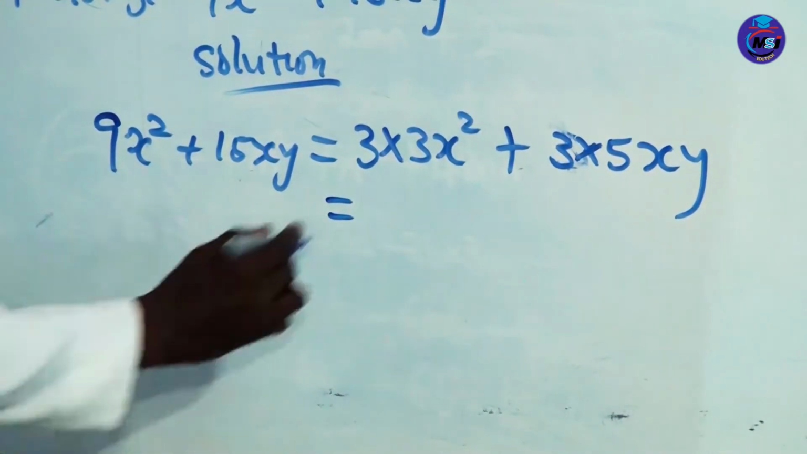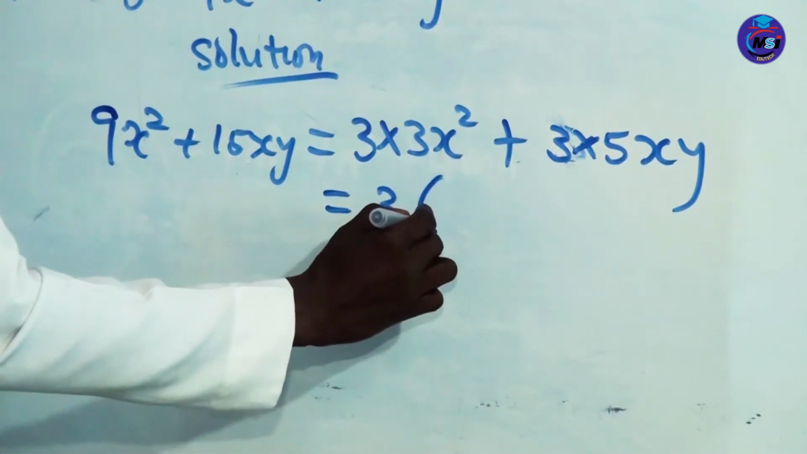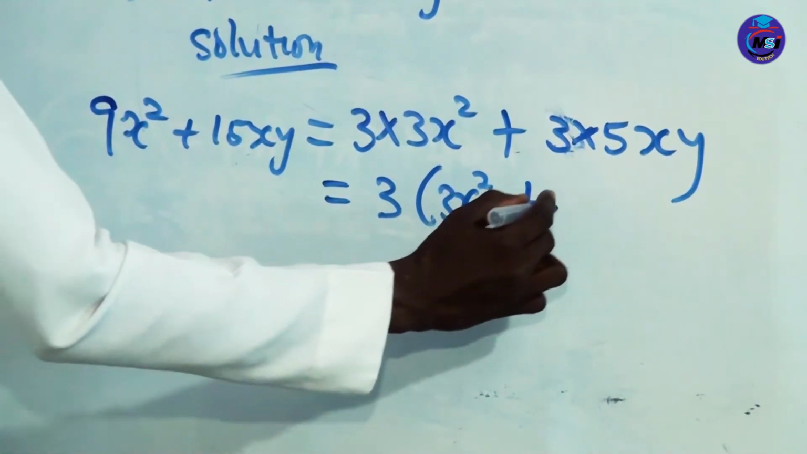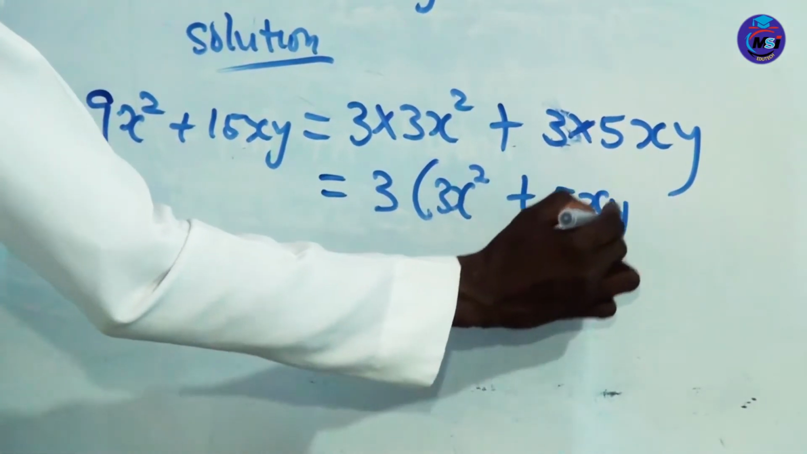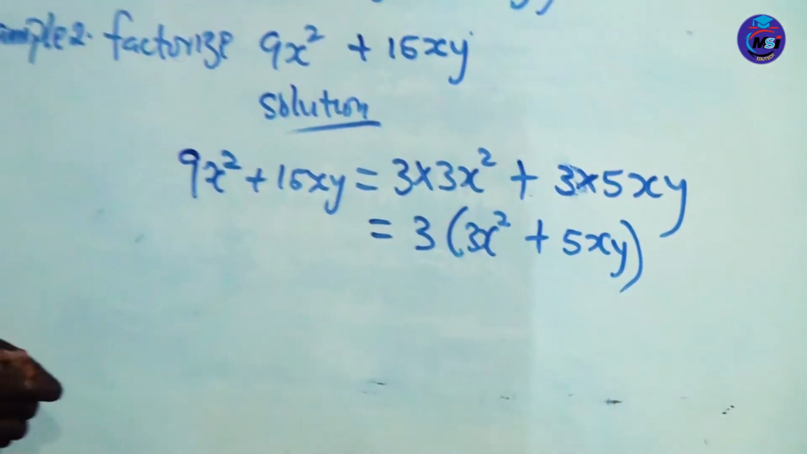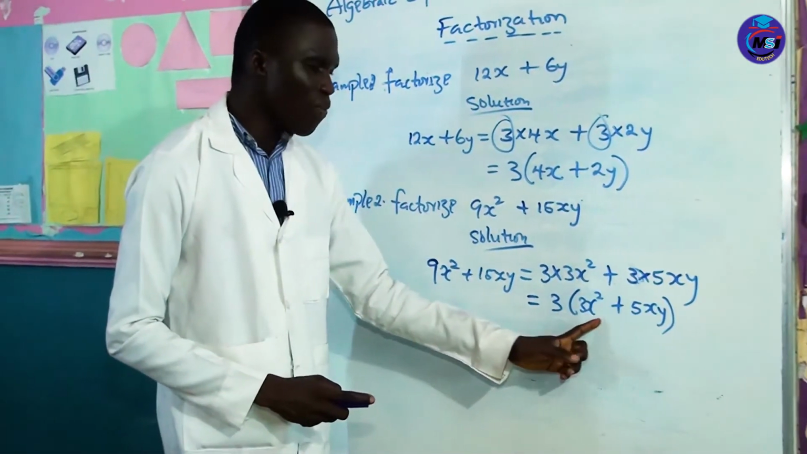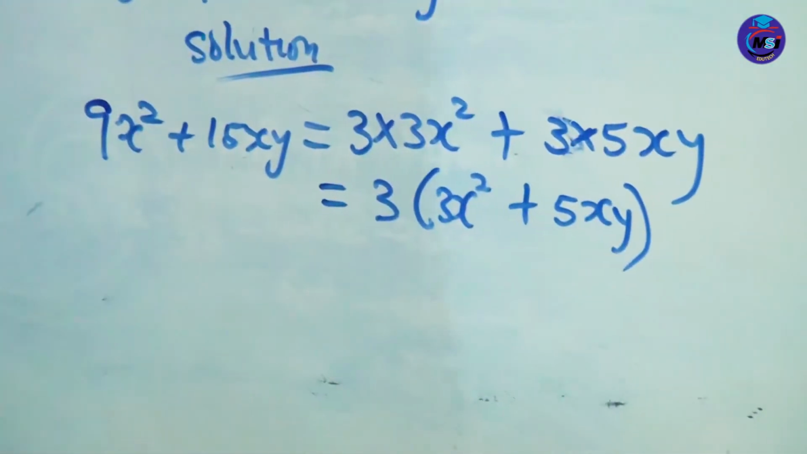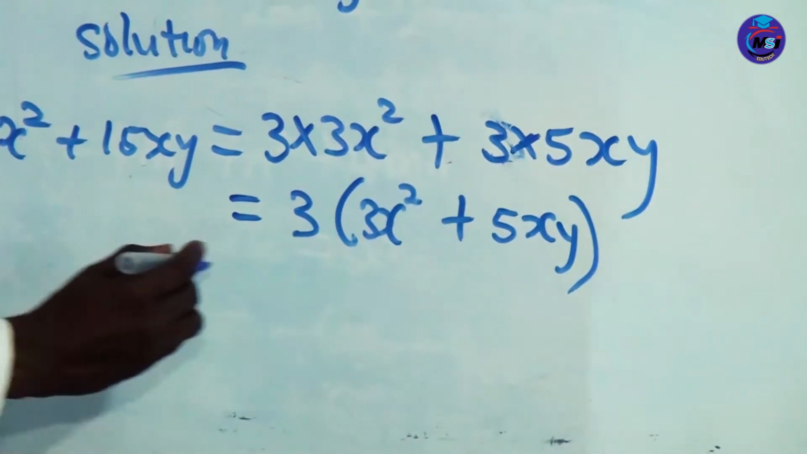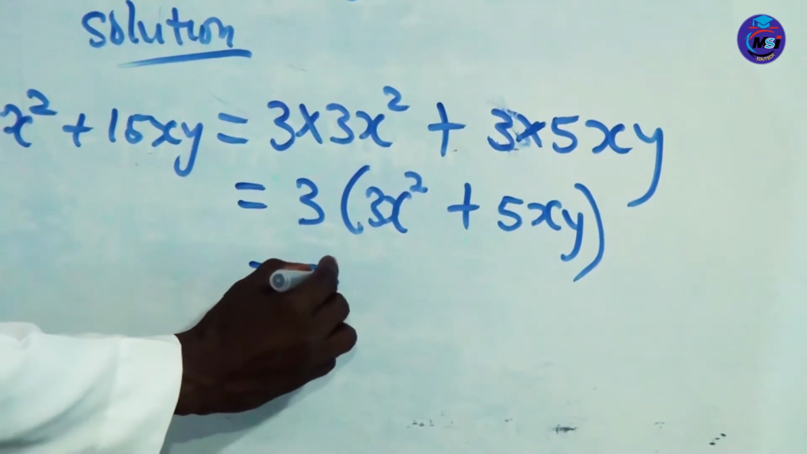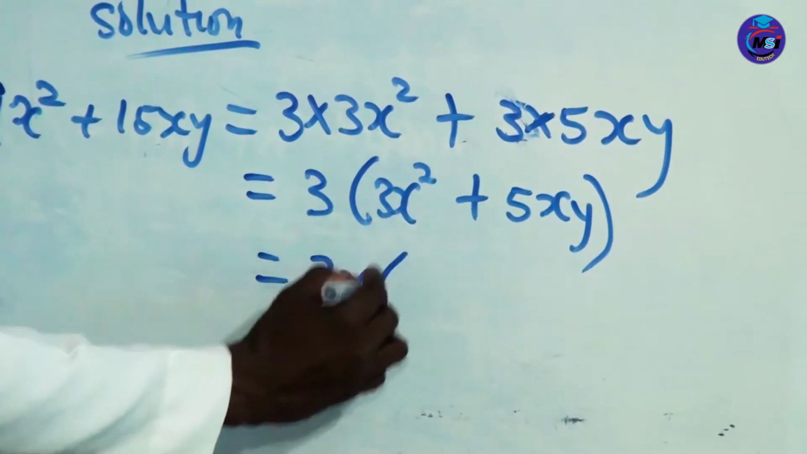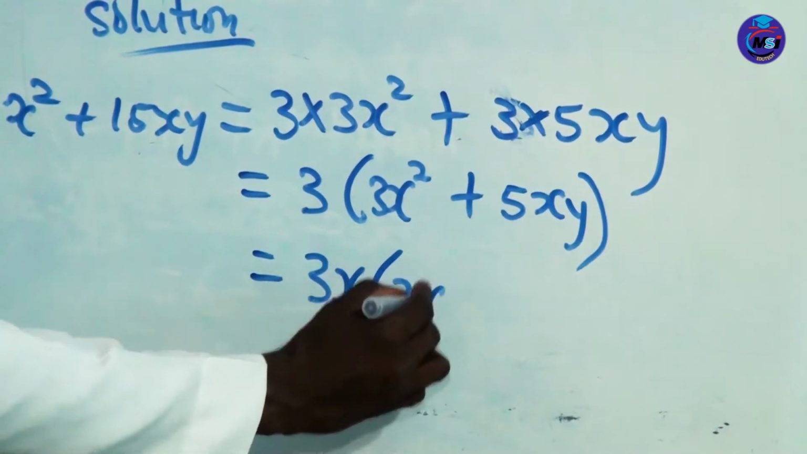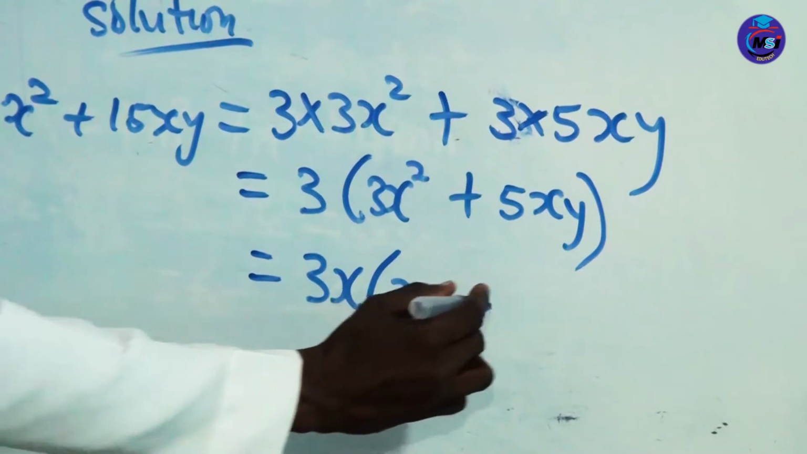So this will give us 3 bracket 3x squared plus 5xy. But something happened here. We can still factorize this. x is still common and x is common. So what are we going to do? Just bring 3x, okay? This will give us 3x plus 5y.